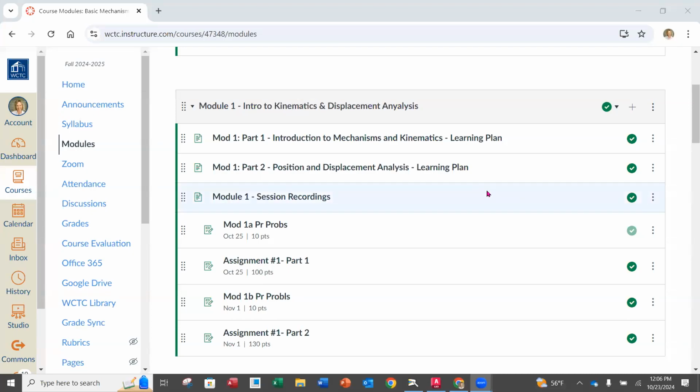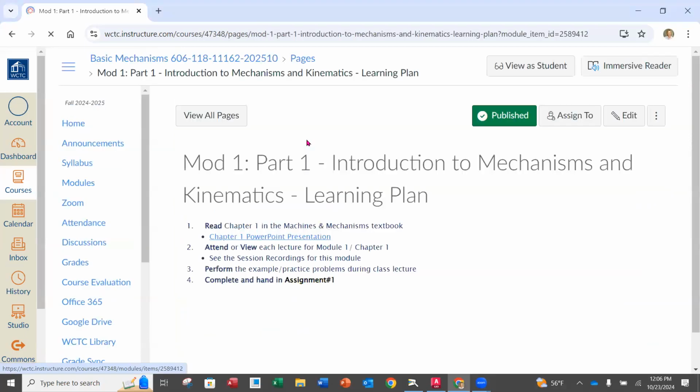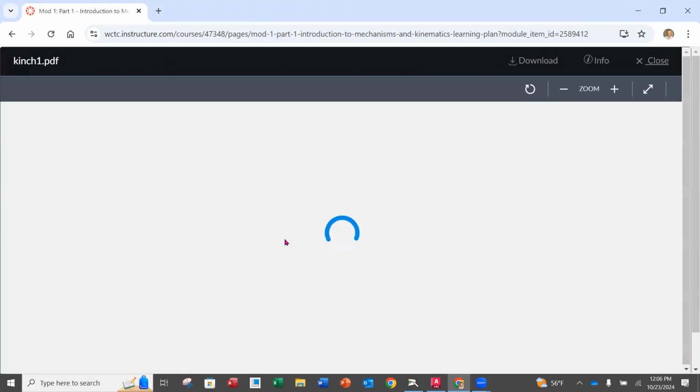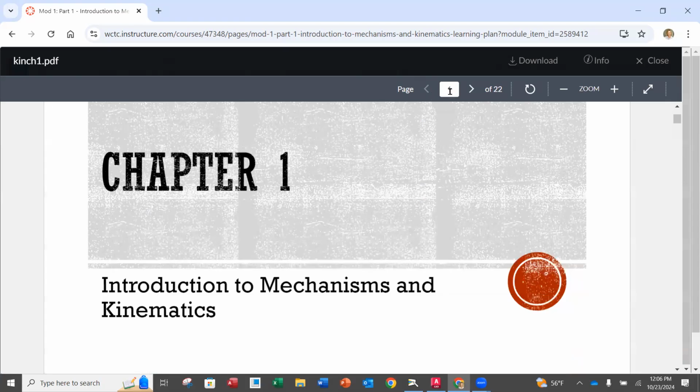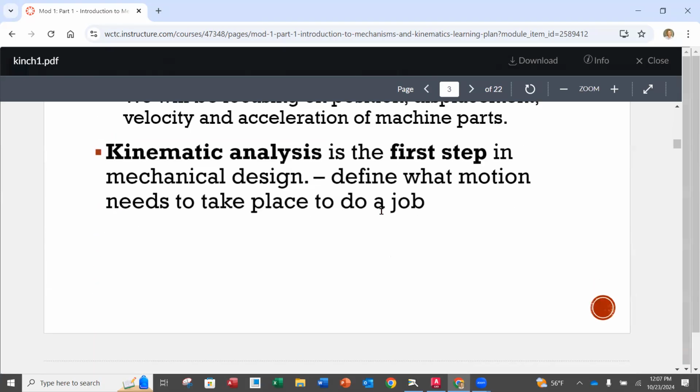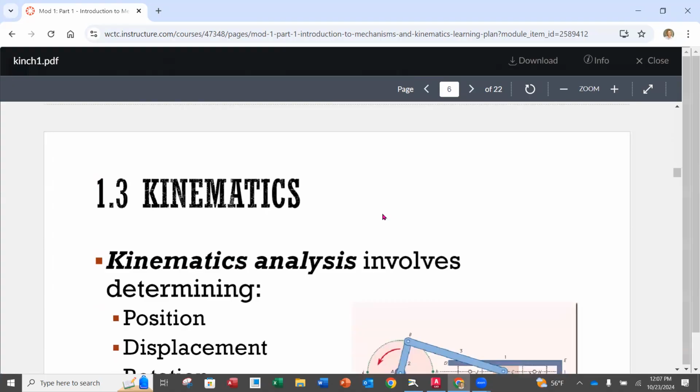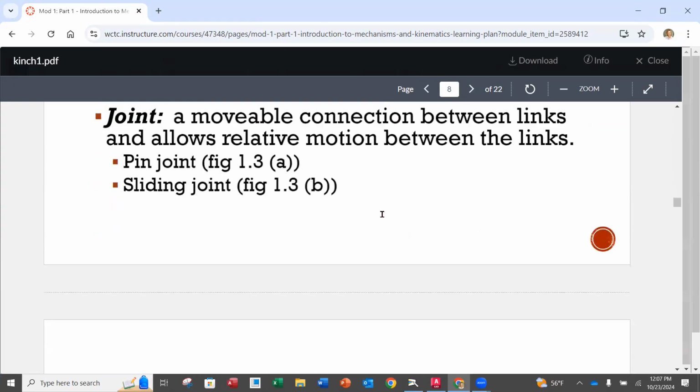Okay, so we're going to continue on in chapter 1, which is the first part of our module 1. So I'm going to go into module 1, part 1, learning plan. And I'm going to pull up the PowerPoint presentation that we had started last time for chapter 1. I'm going to zoom out here just a little bit. Oops, I guess I can't. And I'm going to catch us up to where we had left off the last time.